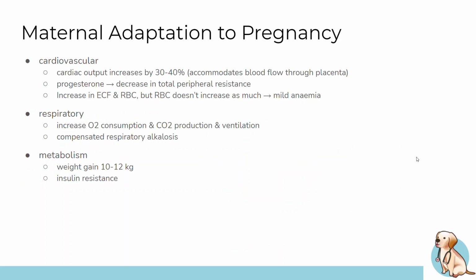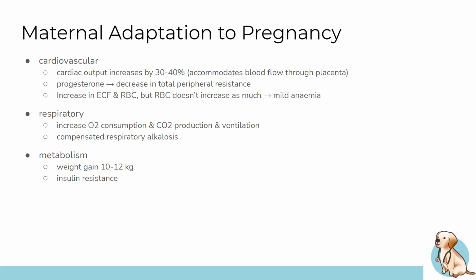So there are lots of maternal adaptations to pregnancy, and there's a lot more detail on the slides, but these are the main ones you should remember. The most obvious one is weight gain, so about 10 to 12 kilos. And you can also get insulin resistance, which is gestational diabetes.